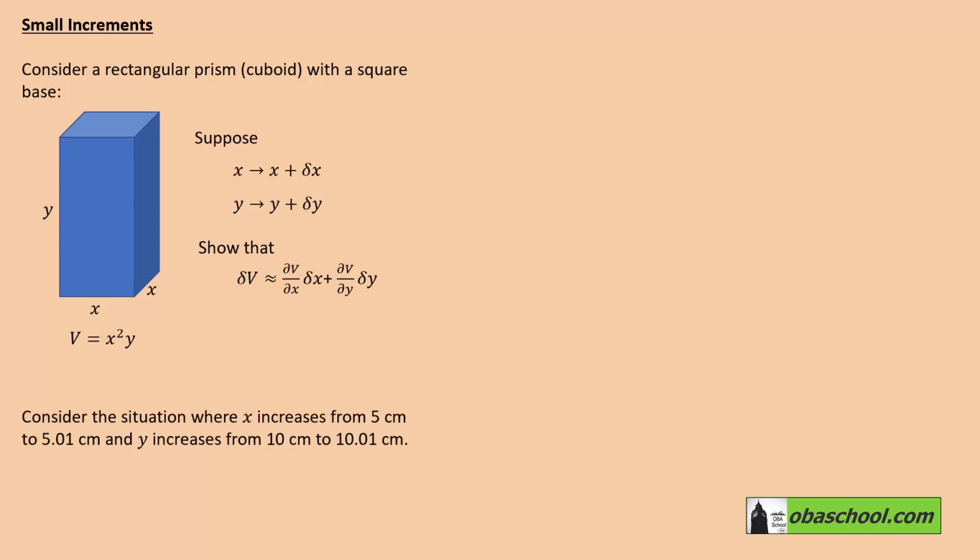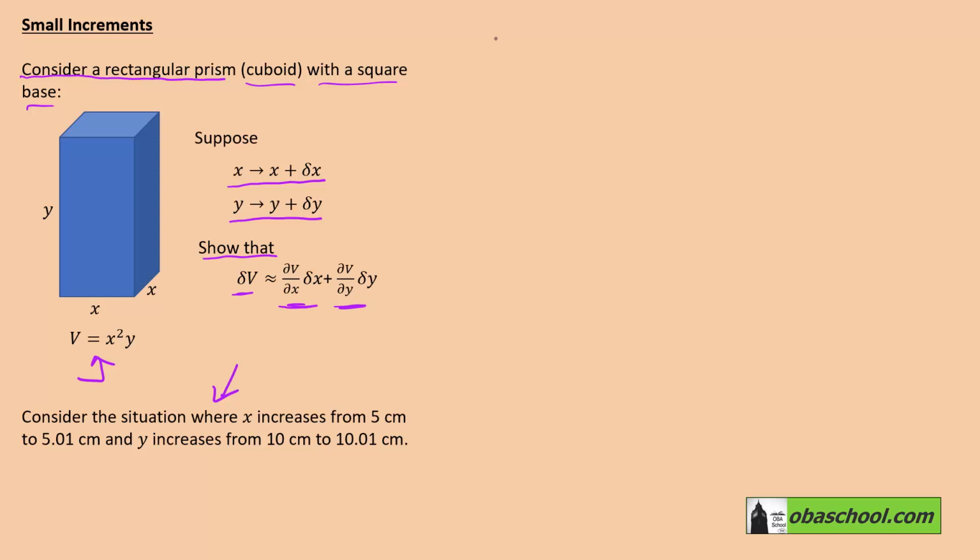Small increments. Consider a rectangular prism or cuboid with a square base. It's the same one that we used in the introductory situation. Suppose that we increase x to x plus delta x and y to y plus delta y. We want to show that the change in volume is approximately dV/dx times delta x plus dV/dy times delta y. And then we're going to consider a particular situation after we've done that.